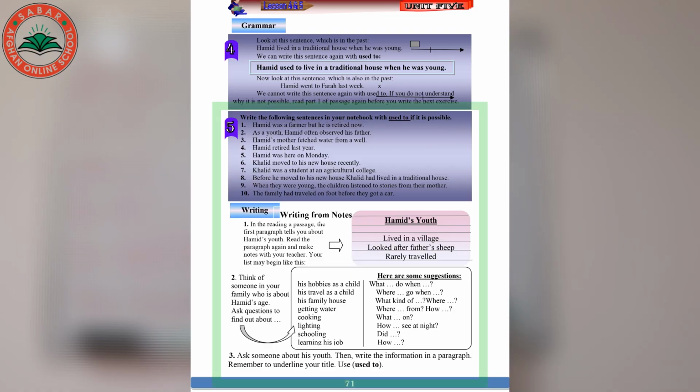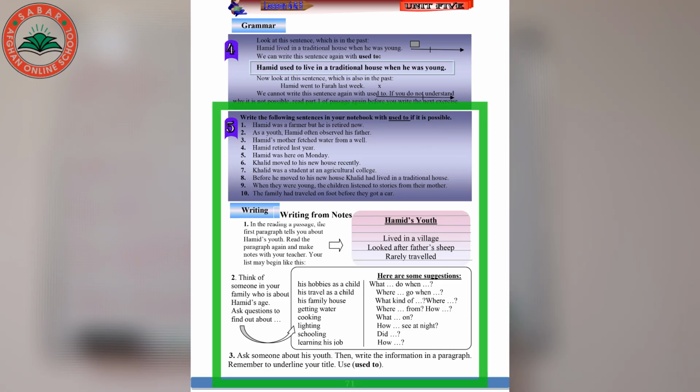Number 1. Hamid was a farmer but he is retired now. So this is possible to change. Hamid used to be a farmer but he is retired now. Number 2. As a youth, Hamid often observed his father. So as a youth Hamid used to observe his father.